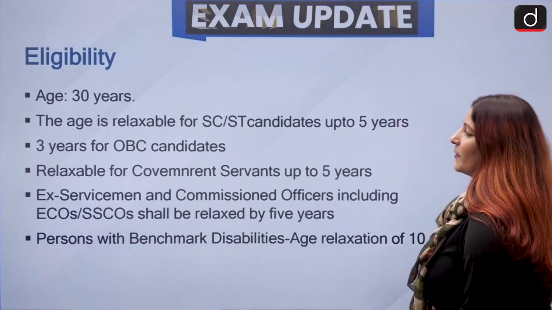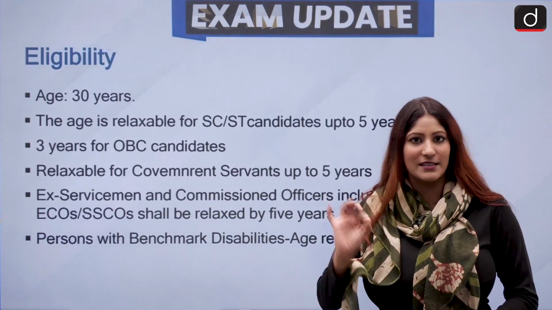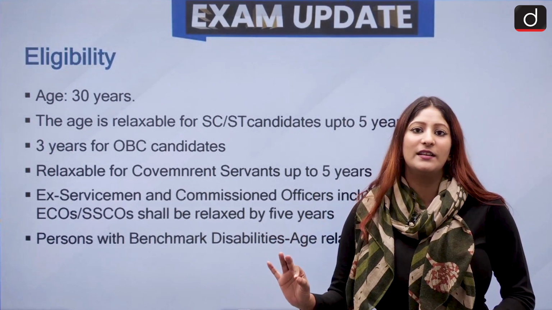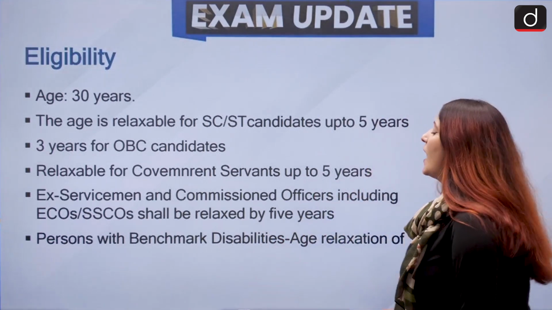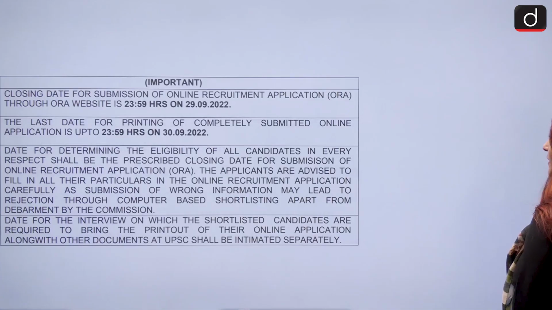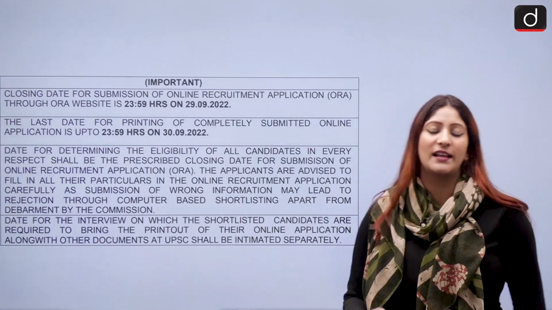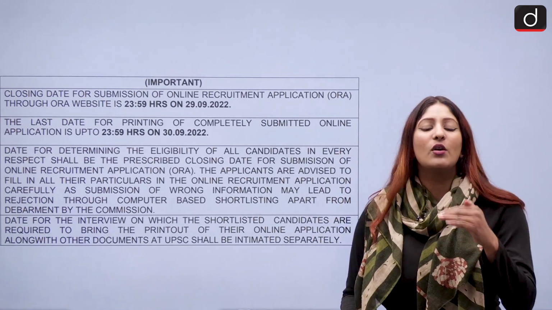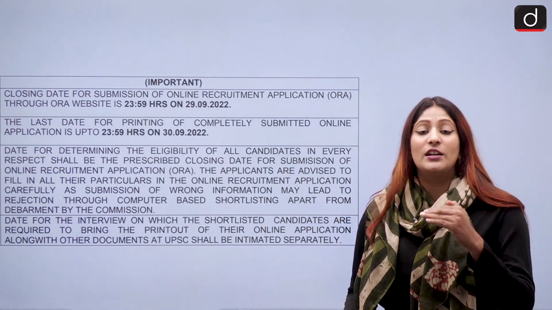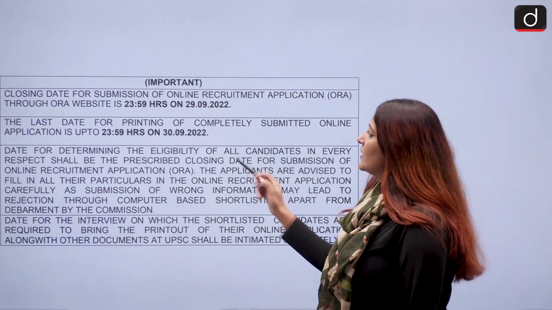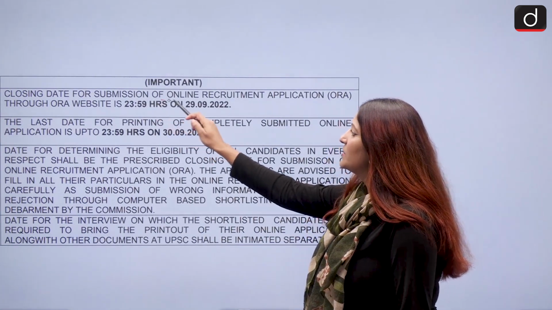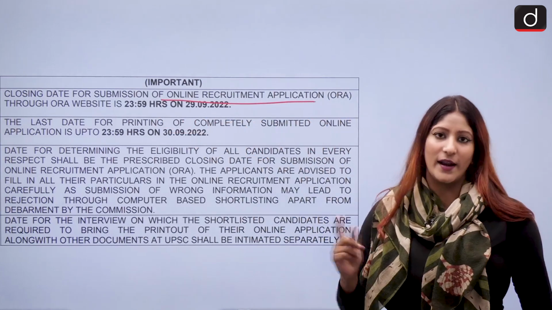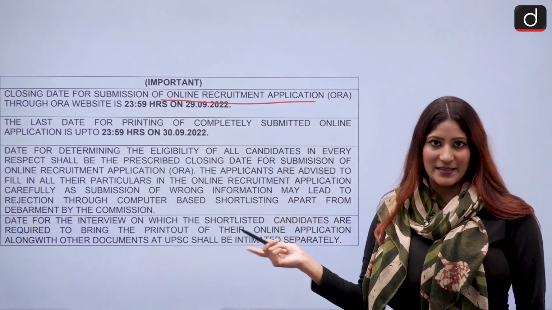Moving ahead, if we talk about the age eligibility, 30 years is the maximum. Minimum age eligibility has not been given in the notification. And how to calculate age, you can see through this particular important notice that I have taken from the notification itself. Closing date. Whenever you are going to calculate your age, the closing date for calculation is the closing date for submission of the online recruitment application, ORA, that you will fill with the help of the UPSC website.